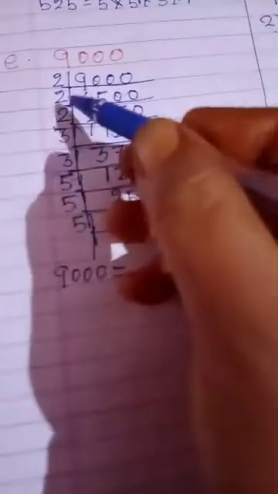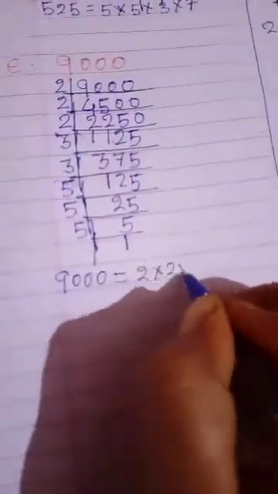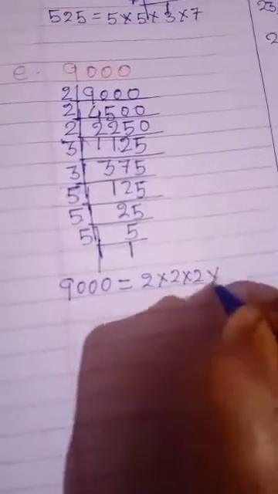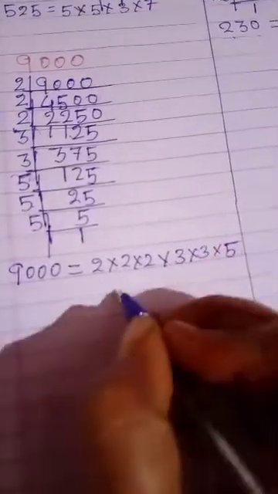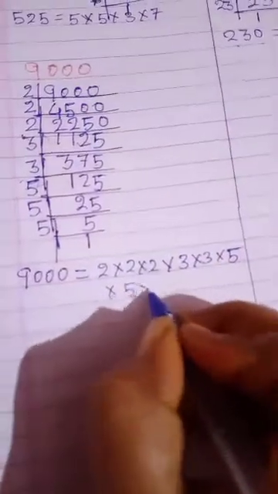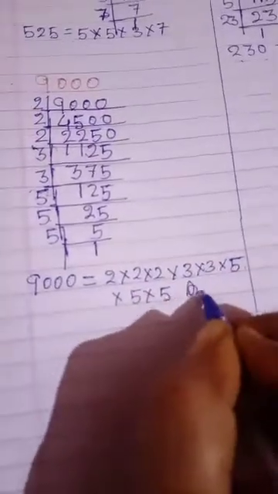Okay, now you can see what the prime numbers are. For 9,000, you will write 9,000 as the multiplication of which numbers? 2 into 2 into 2 into 3 into 3 into 5 into 5 into 5. It will be your answer.